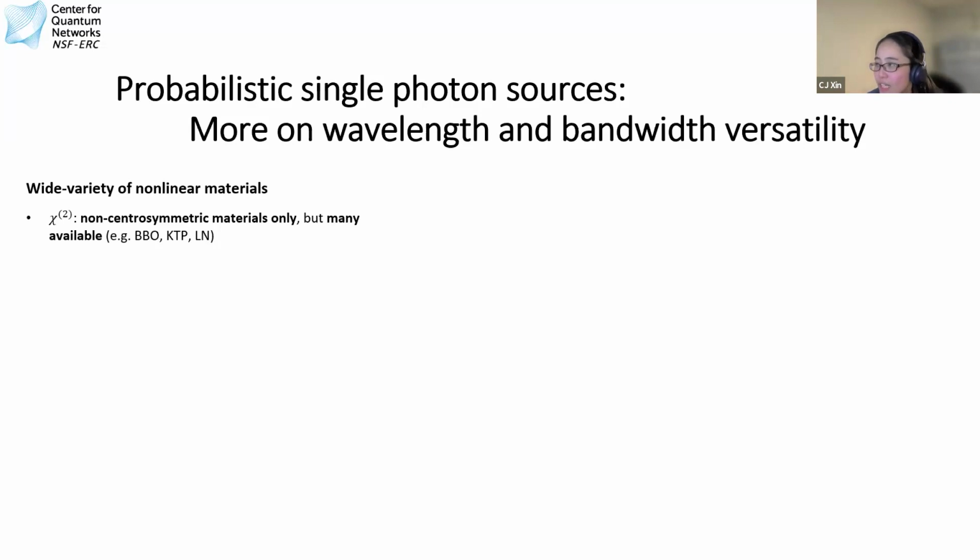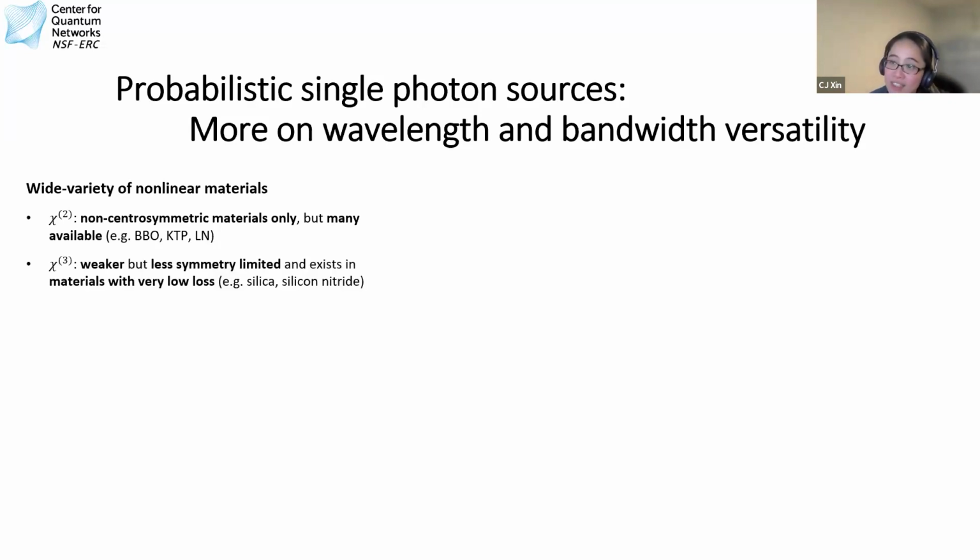And then if chi2 doesn't do it for you, you can use chi3. It's much weaker. You'll need two strong pumps. So power requirements start becoming an issue, but we know how to make some really good high power lasers, and if all else fails, you can use an amplifier on the pump, right? And it might be worth it because it's much less symmetry limited. And usually for integrated photonics platforms that have very, very low material loss, like silica and silicon nitride, it still exists and you can use them.